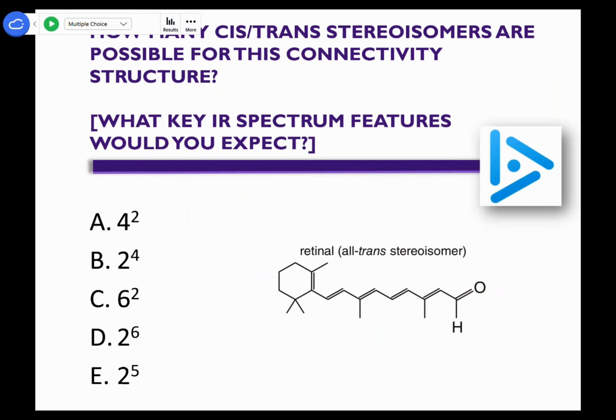I have one more question for you. Look at this retinal molecule. How many cis-trans stereoisomers are possible based on the connectivity of this molecule? We know we have to have just the right combination of cis and trans for it to be retinal that works in your eyeball. But hypothetically, based on the connectivity, how many stereoisomers are possible for this arrangement of carbon atoms? Chat with the person beside you. If you do that really fast, feel free to chat about what IR features you look for in a spectra of this molecule as well.